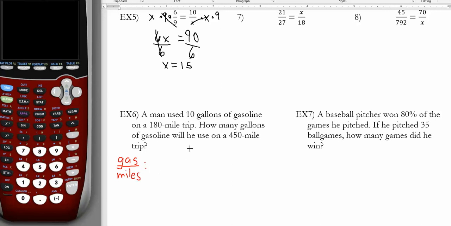So the first thing we see is that we can go 10 gallons, we're able to travel 180 miles. And then we want to know how many gallons, so we don't know. So some arbitrary letter variable. And we want to know how many gallons it'll take to go 450 miles. So just like the standard problem above, multiply by both denominators.